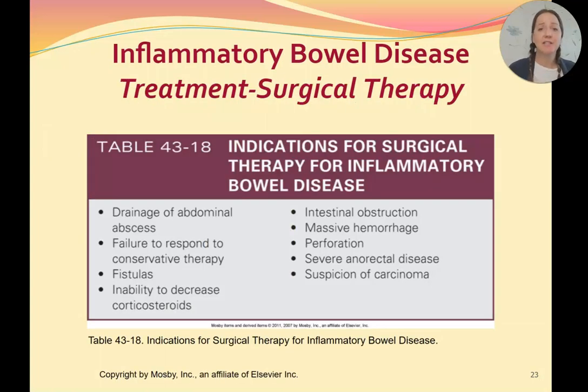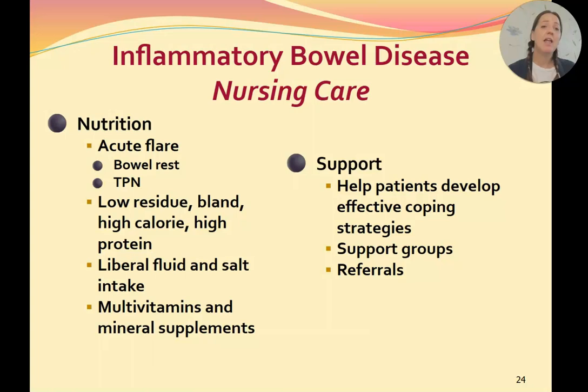So inflammatory bowel disease, surgical treatments, these are the different indications for surgical therapies. We're worried about cancers. There's a perforation, a fistula. We can't seem to get them off their steroids, and they keep having flares every time we try to wean. Lots of reasons to do surgery. And then the nursing care.